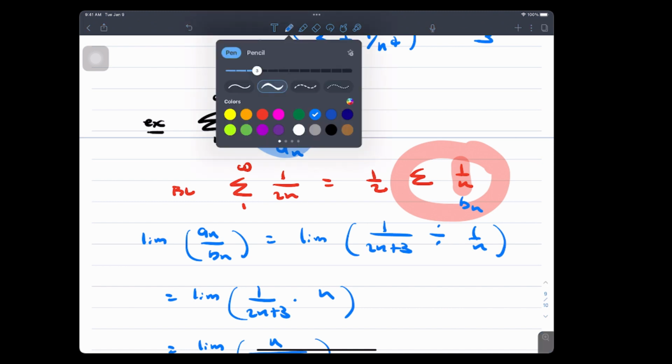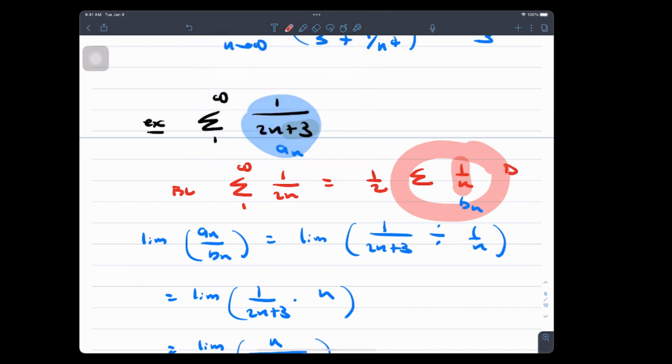So this series diverges. This is a very famous divergent harmonic series. And it doesn't matter if you have 1/2 times it, it's still going to be divergent, right? 1/2 times infinity. So that means this series diverges by limit comparison test.